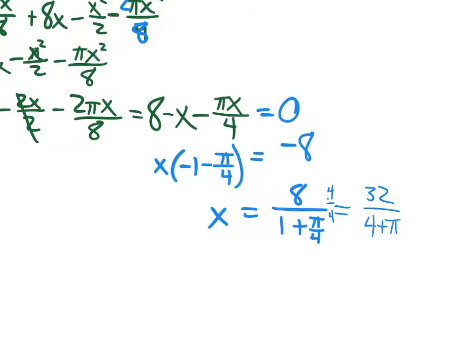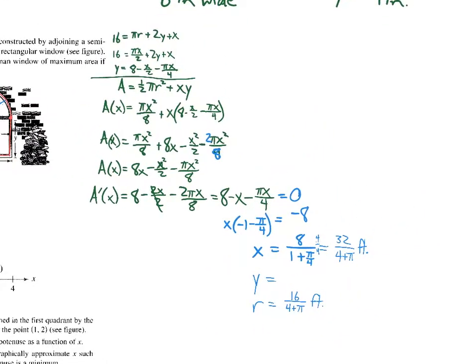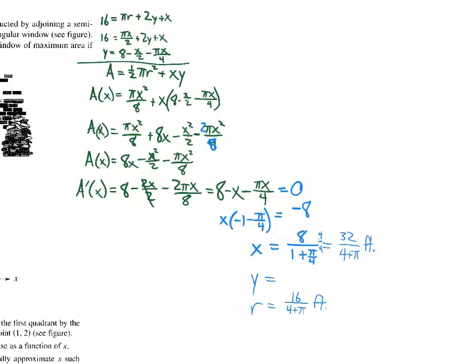Okay? So that's x. We should go ahead and find y as well. And if you want to really be safe to make sure you got all of it, you'd get your r as well. So it's that many feet. R is exactly half of that, so that's just 16 over 4 plus pi feet. And y, we'd have to go back and plug in back there. We could figure out what that is, okay?